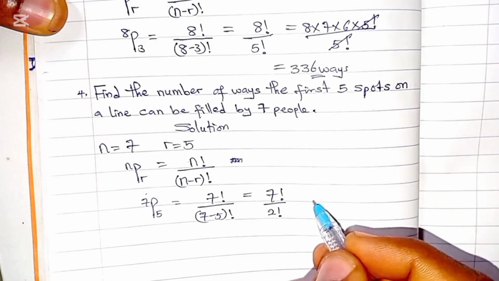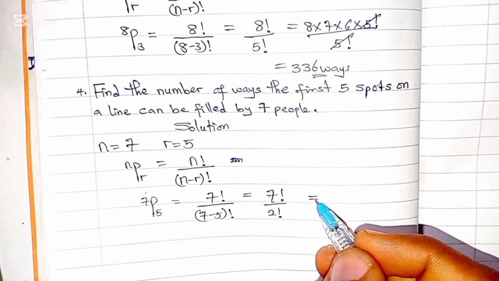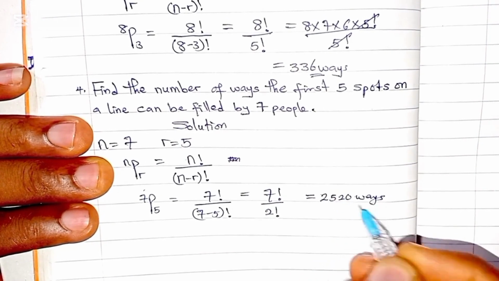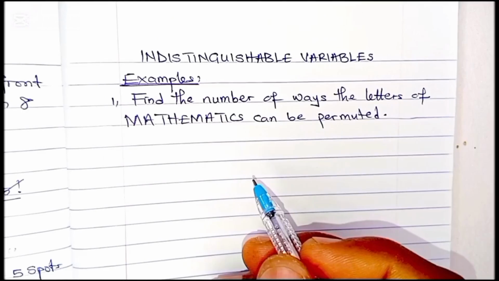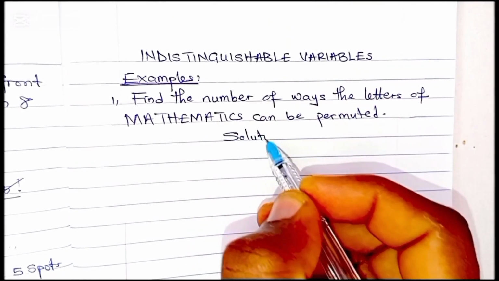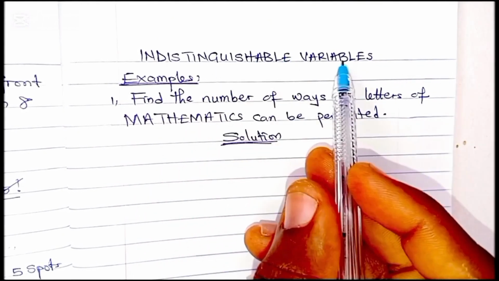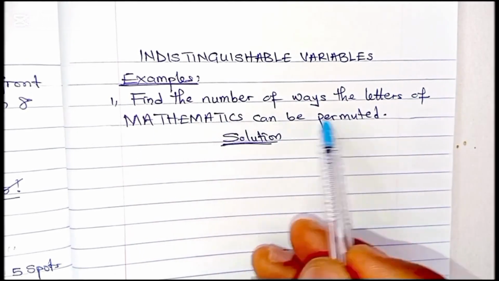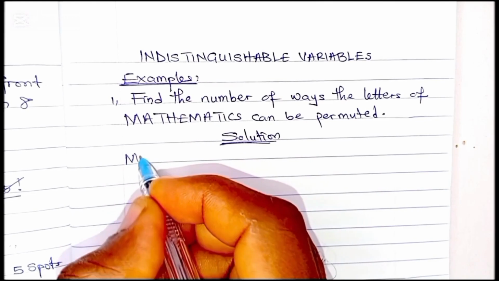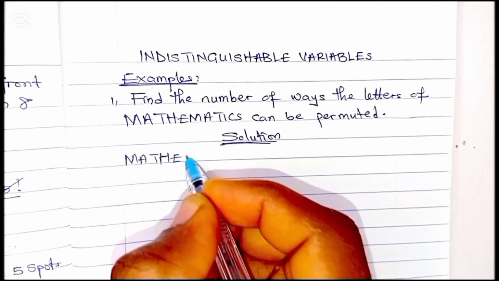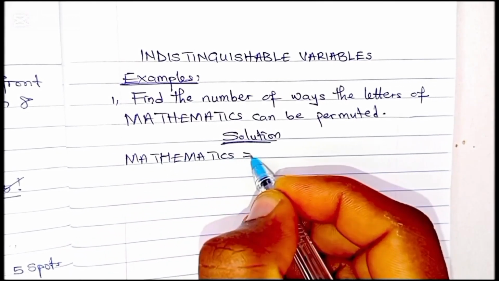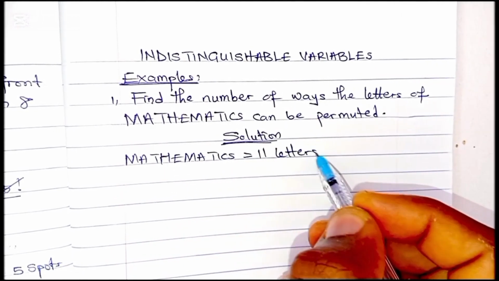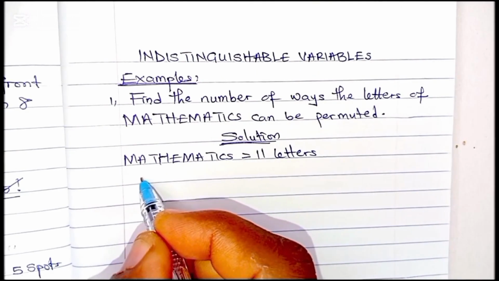Now we look at indistinguishable variables in permutation. These are variables that cannot be distinguished from each other. They are variables that we cannot say which of them is which. And so, examples like this: how to arrange the letters of the word mathematics. We can see that mathematics has 2 M's, has 2 A's, has 2 T's. Now these letters, if you look at them, cannot be distinguished from each other. M is M, A is A.